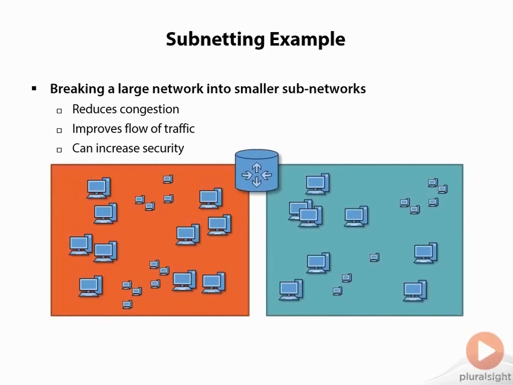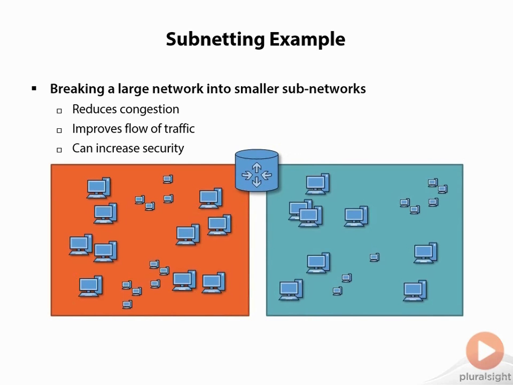All right, so in doing that, we break that into 2 smaller networks, and you'll notice we have a router in between the two. By having the router in place, as we've learned from a previous video, we can increase security because we can set access control lists on that router and basically list out or control who can talk from one network to the other.